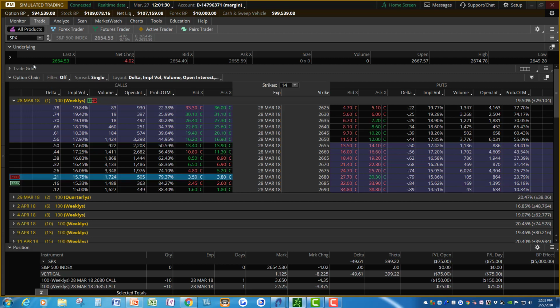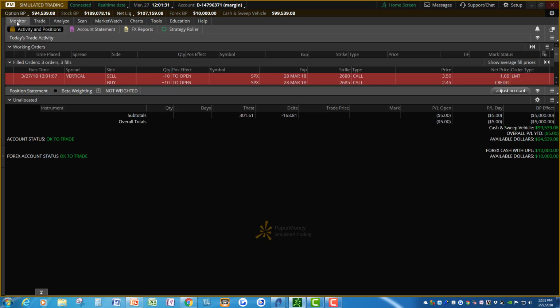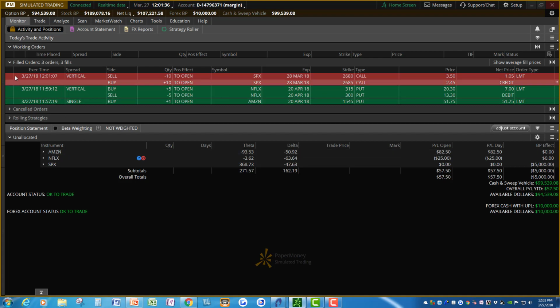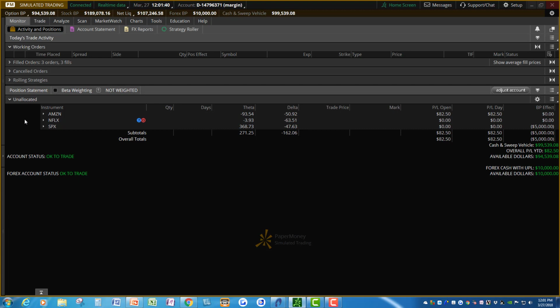So now we're going to go back and monitor our trades. You can see all our orders that we had. We don't need to look at those right now, but look at our overall position.